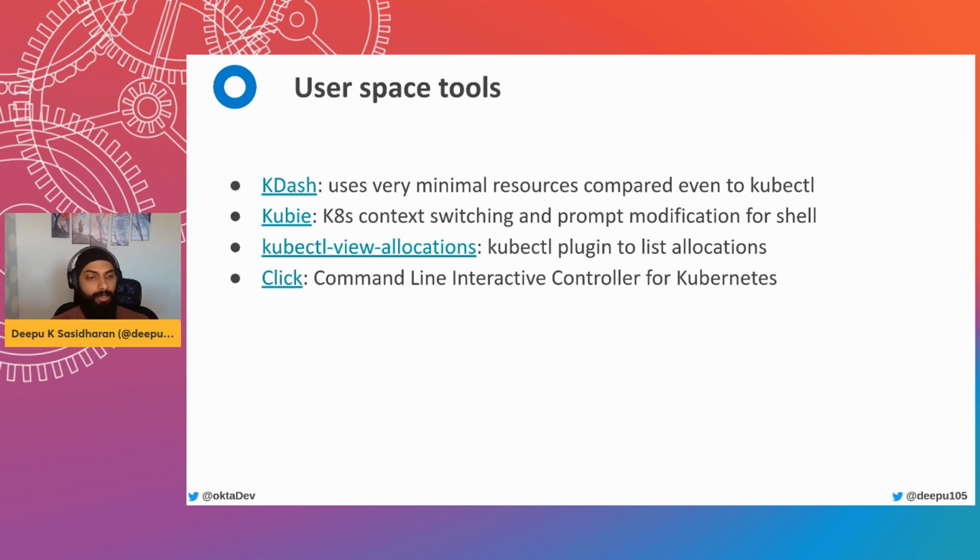Like there is kubie, which is a Kubernetes context switching and prompt modification utility for your shell. There is kubectl-view-allocations, which is a library that I have used in KDash as well to see your Kubernetes usage metrics and stuff like that. And then finally, there is Click, which is a command line interactive controller for Kubernetes, more like a REPL for Kubernetes. There are a lot of other smaller user space tools, and of course, anything that you can build in Go, you can also technically build in Rust. So for a Rust programmer, it shouldn't stop you from building Kubernetes tools. Just because you don't want to write it in Go doesn't mean that you don't have other options. You can still write it in Rust.